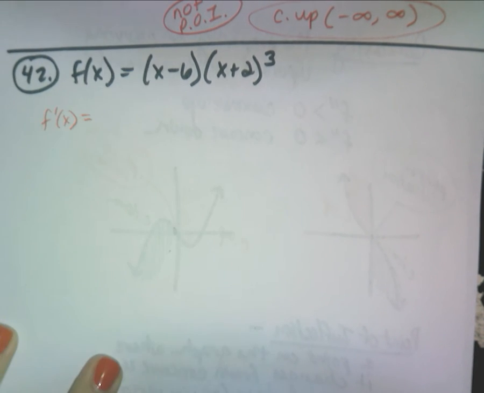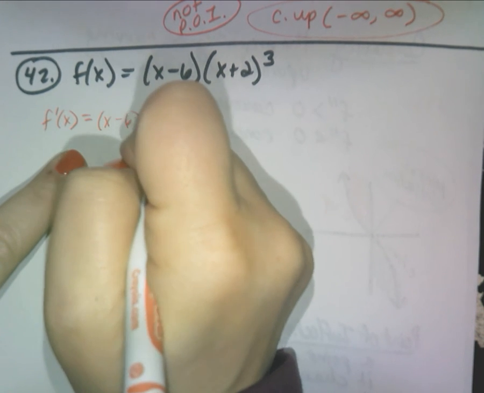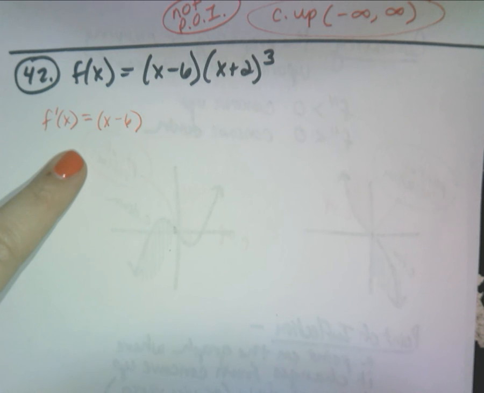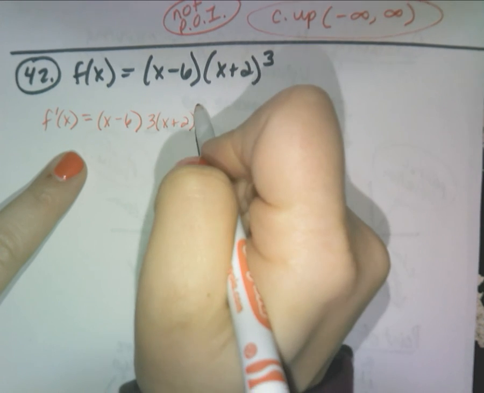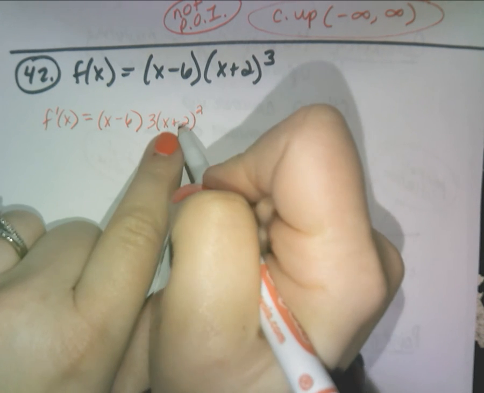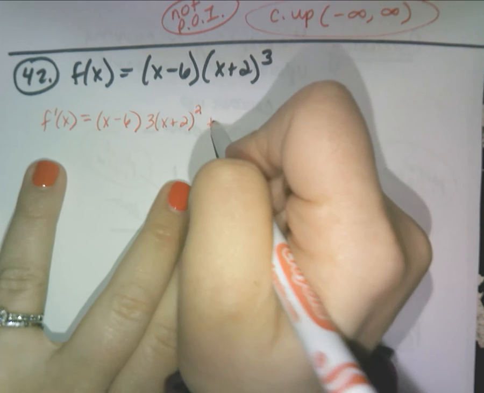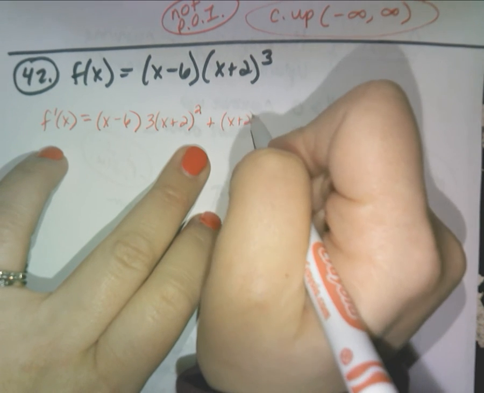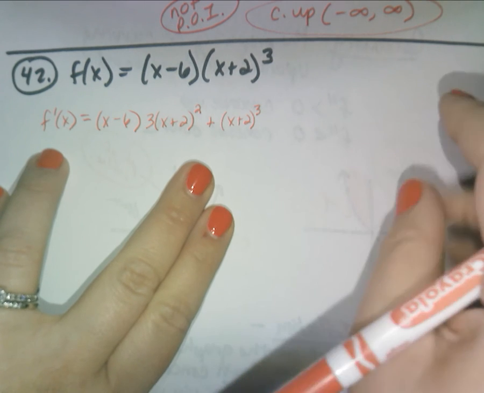Take the first derivative of this function, my children. Product rule and chain rule. First times the derivative of the second: (3x plus 2) to the second times the chain inside, which would just be 1, so I'm not going to write it. Plus the second times the derivative of the first, which is still 1. So I was very kind to you.